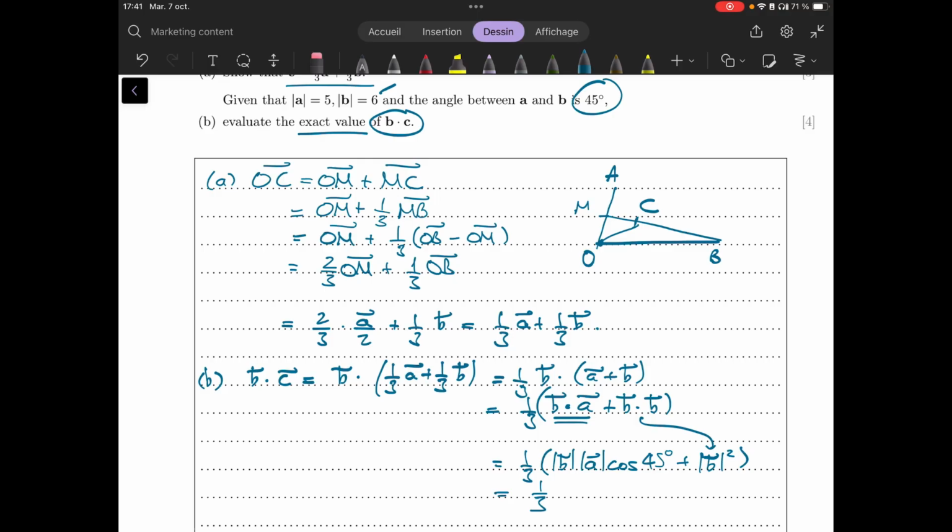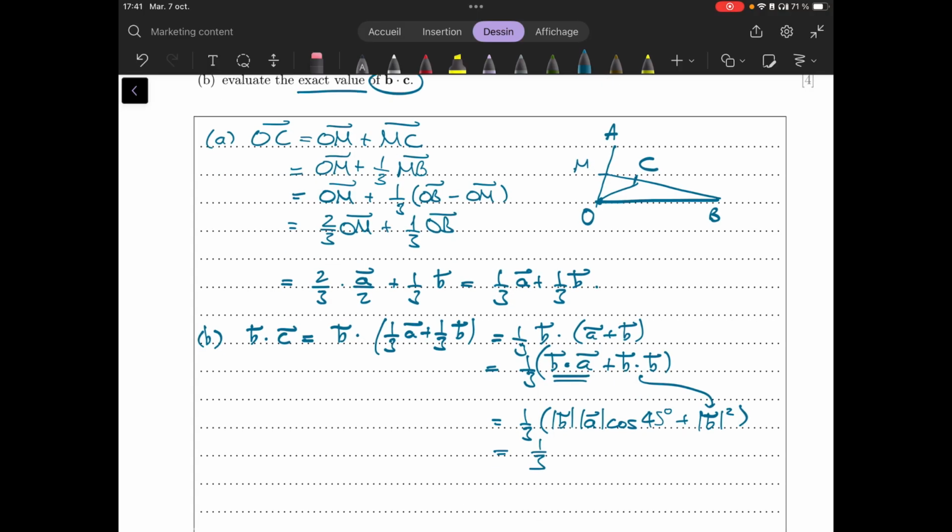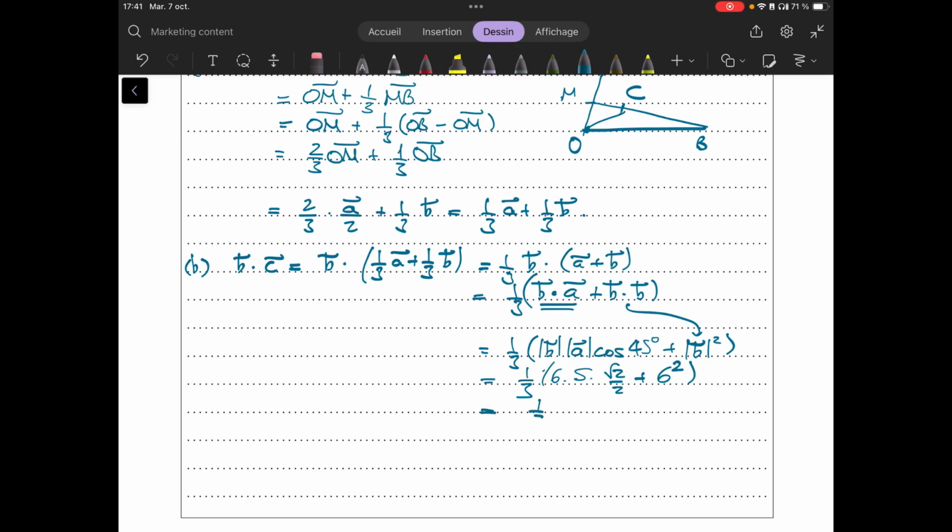Magnitude of B is 6, magnitude of A is 5. 6 times 5 times cos of 45, that's root 2 over 2. Magnitude of B is 6 and I get 6 squared. And you should get 5 root 2 plus 12 as the final answer. A pretty straightforward vectors question.